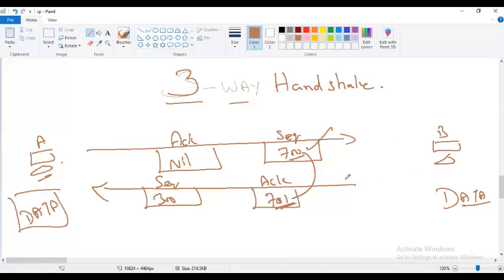Now A is receiving 300 from B. Now A should say, I heard you. How will it say? It will say by sending an acknowledgement. What will be the acknowledgement of A to B?